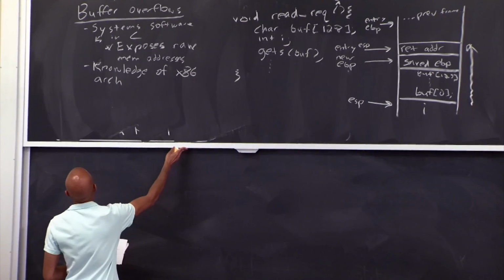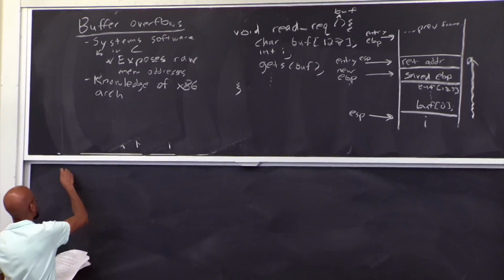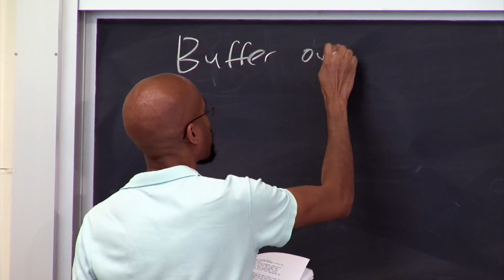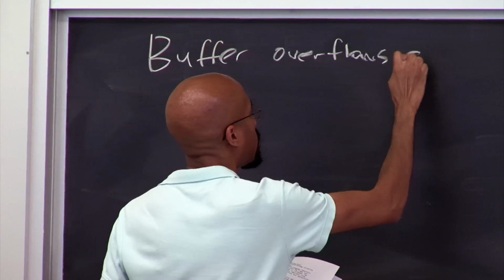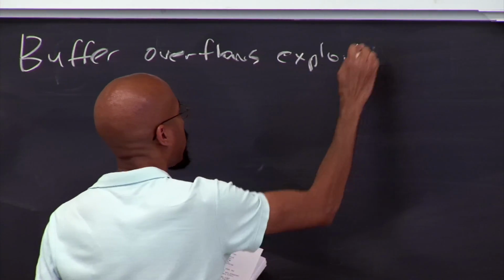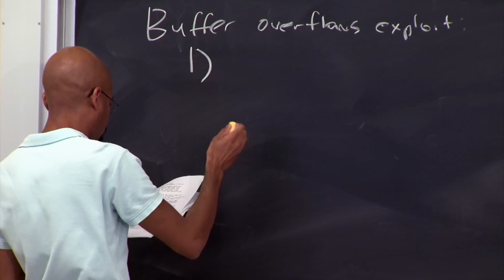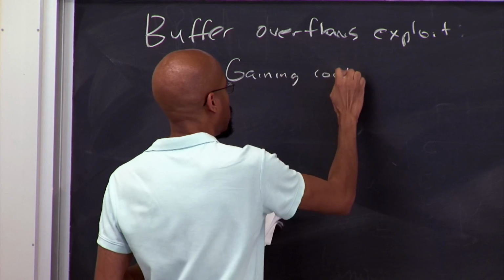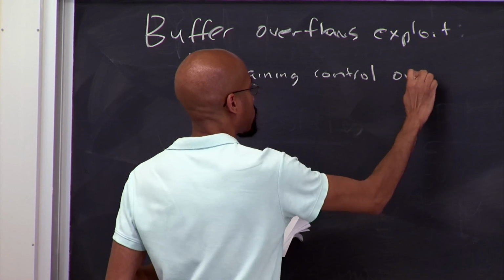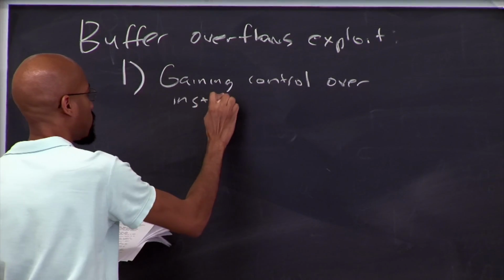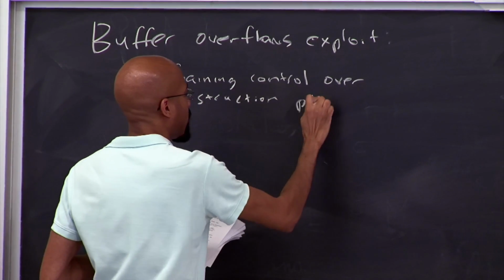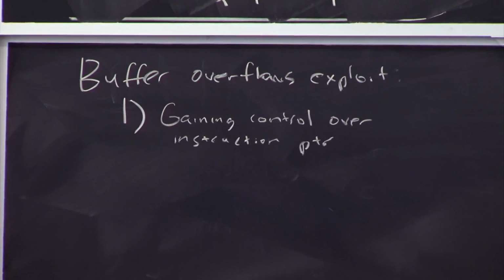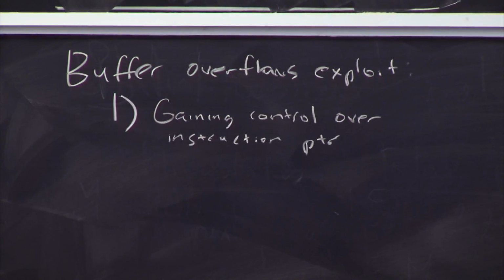So what actually is going on in a buffer overflow? In a buffer overflow, the attacker exploits two things. The first thing that the attack is going to exploit is gaining control over the instruction pointer. Right? And by this, I mean that somehow the attacker figures out some place in the code that it can make the program jump to, against the program's will.